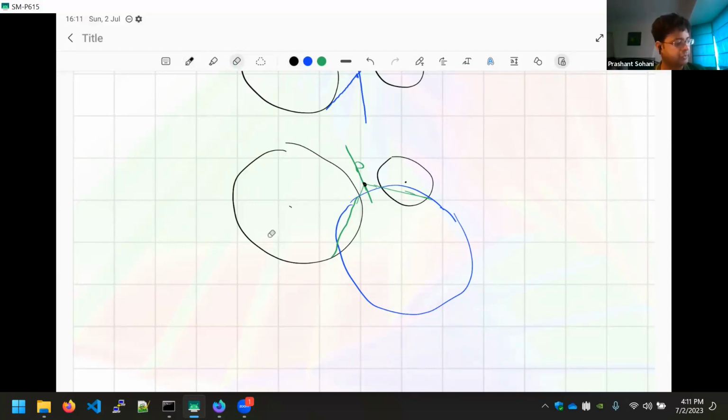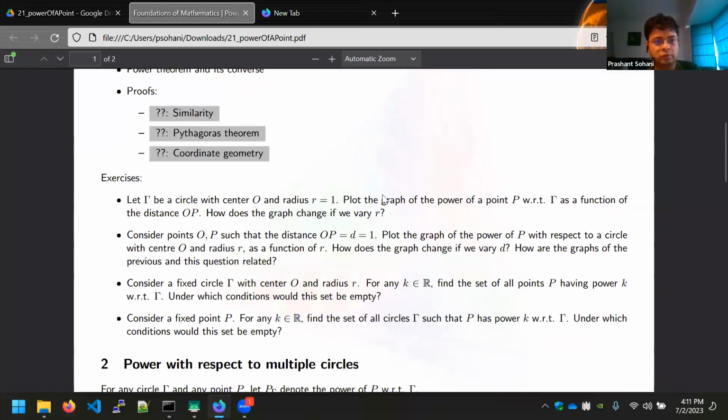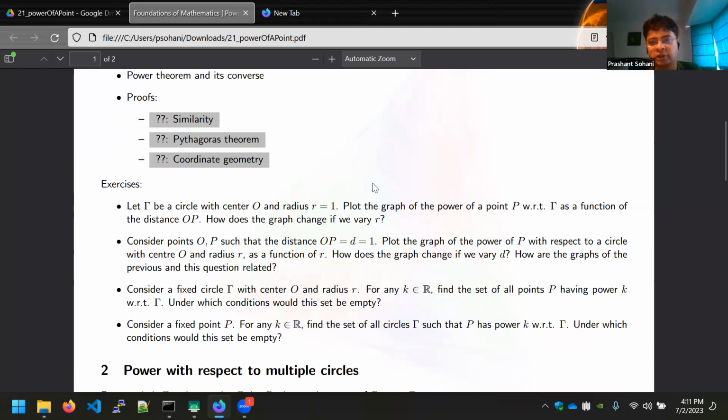Okay, there are a few exercises that were suggested at the start of the section. I don't know if you got a chance to go through them. Apart from that, one more thing I'm curious to know. You may have seen that we have discussed multiple proofs of the power theorem itself: one using Pythagoras theorem, one using coordinate geometry. Any other ideas, if you have thought about this problem, on how we can prove the power theorem itself?